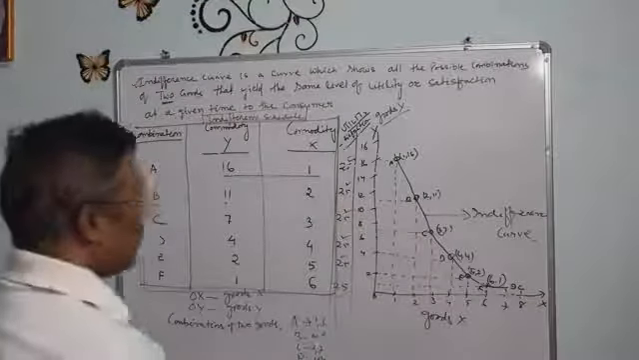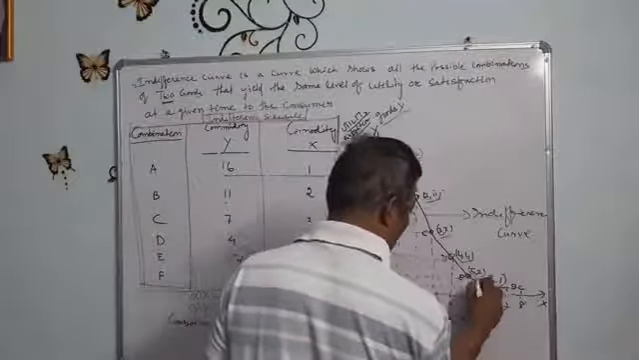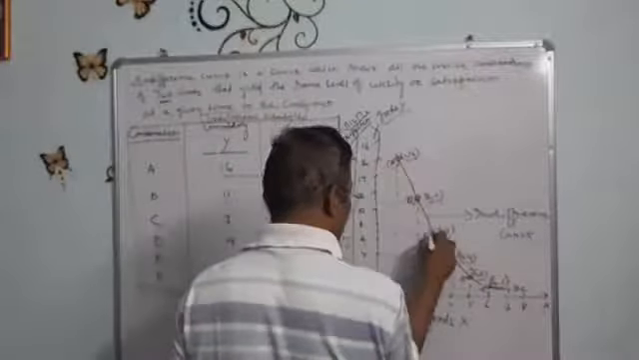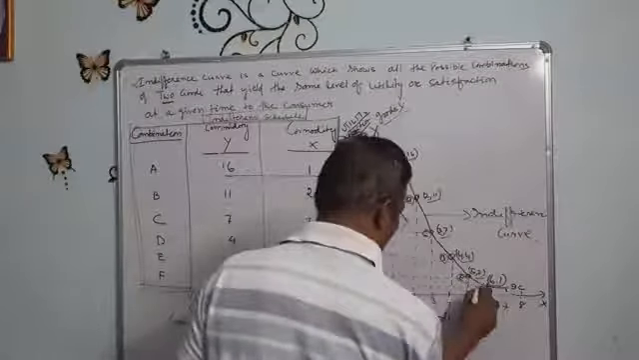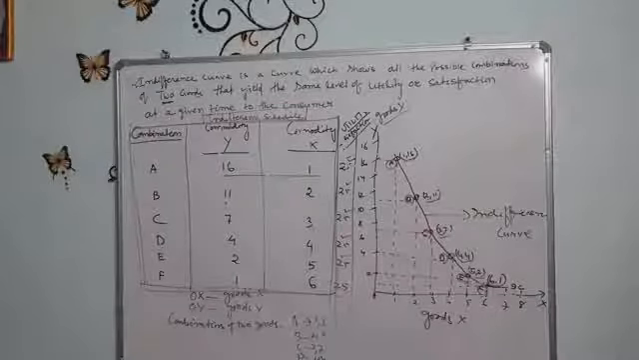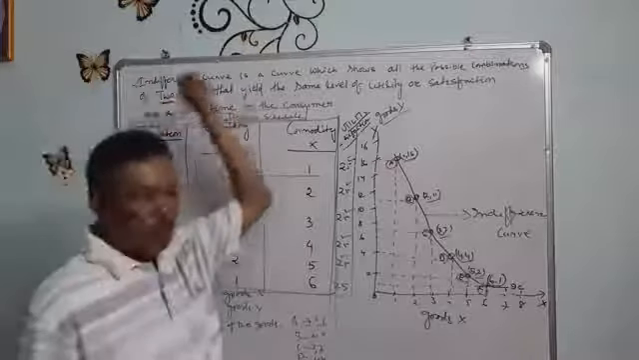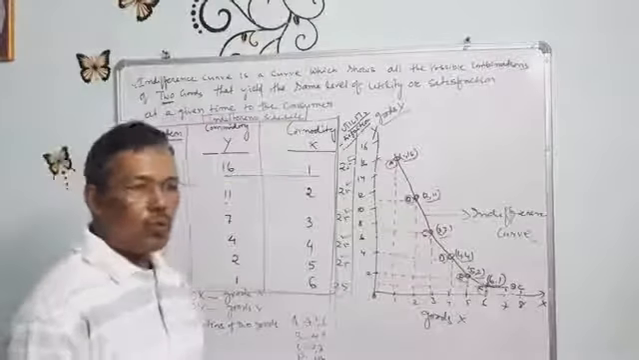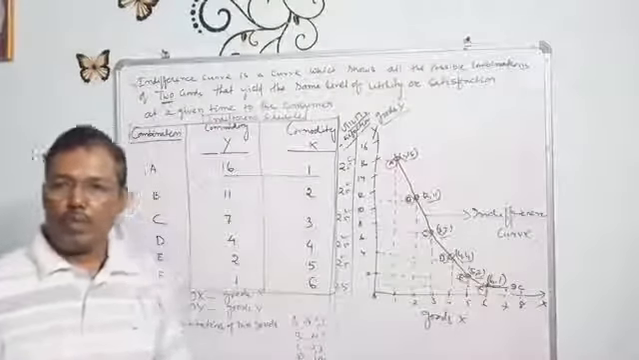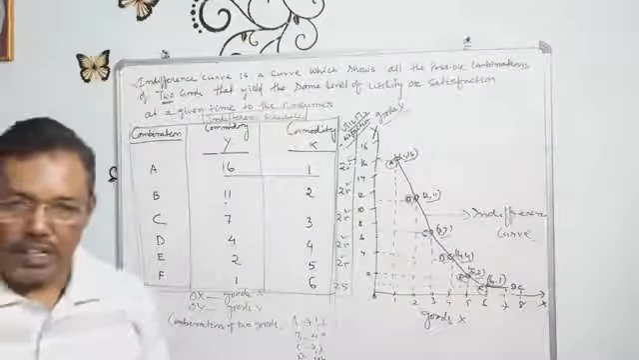So these combinations, 16-1, 11-2, 7-3, 4-4, 2-5, 6-1, are all the points A, B, C, D, E and F. Whenever we join all these points, we draw one line. That line or that curve is called the indifference curve. So indifference curve is a curve which shows all the possible combinations of two goods that yield the same level of utility or satisfaction at a given time to the consumer. That is called the indifference curve.